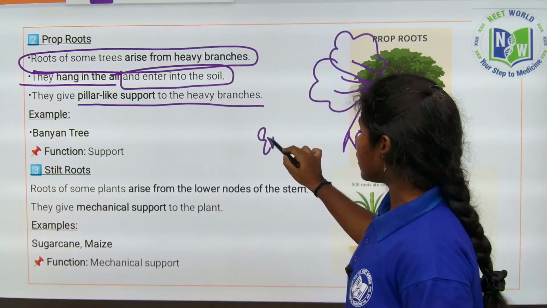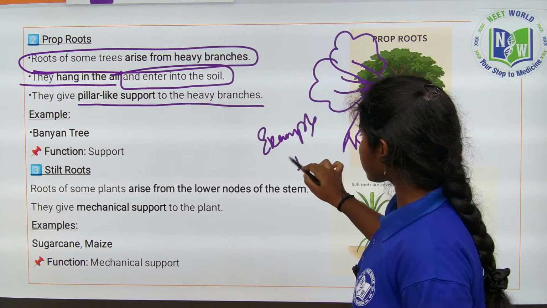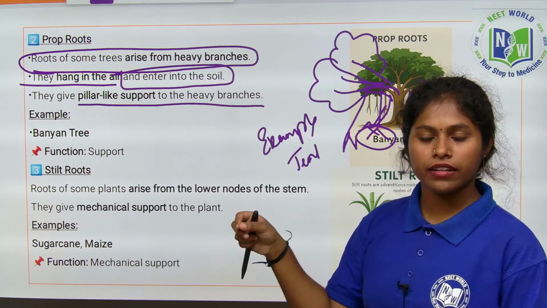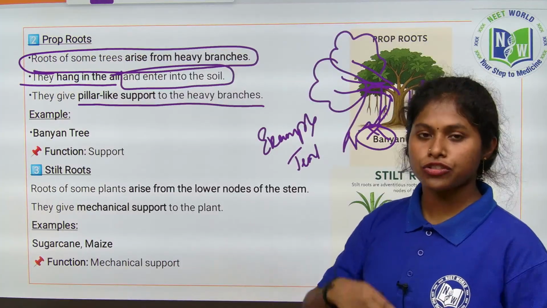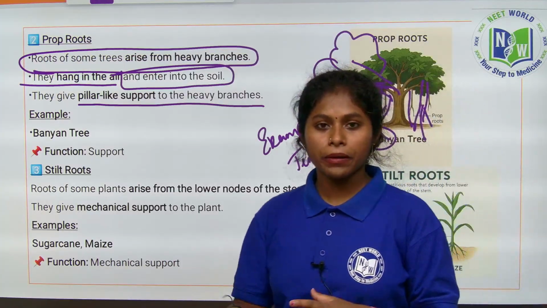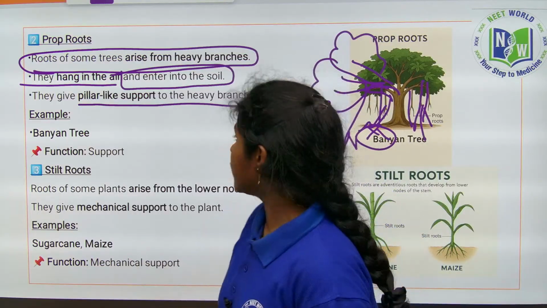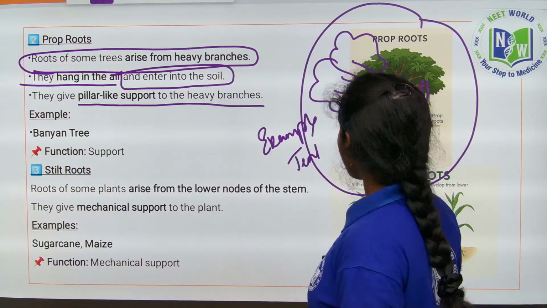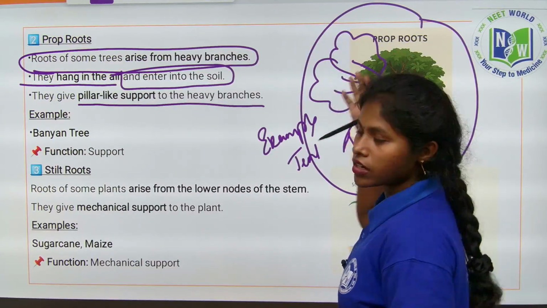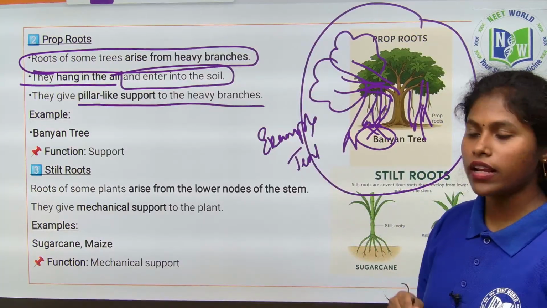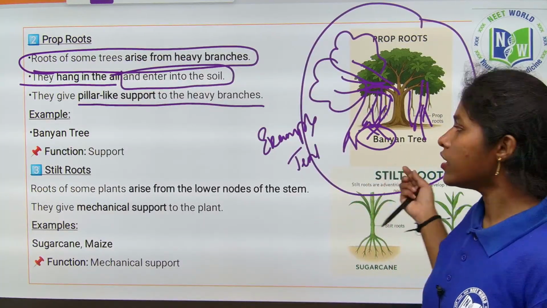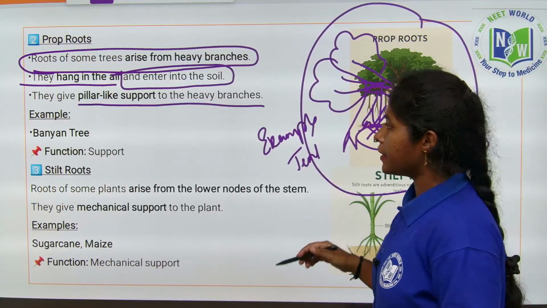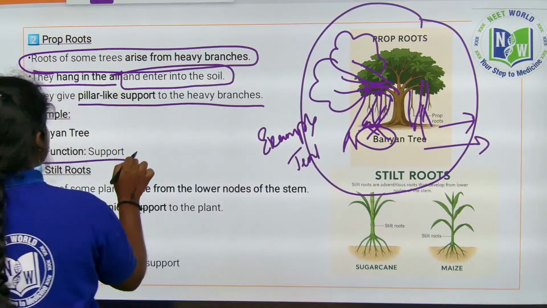An example is like a tent. To fix the tent, what will we do? We'll fix it in many ways, right? It should not fall from the great area, right? Like that, from the environment, external factors, it should not be affected. The aerial roots which arise from the branches will fix into the soil and give pillar-like support to these types of trees. An example is the banyan tree. So the main function is support.